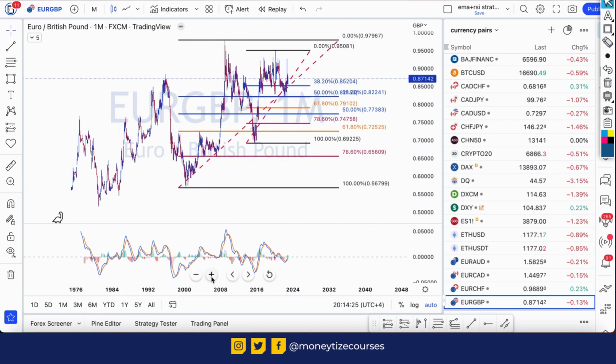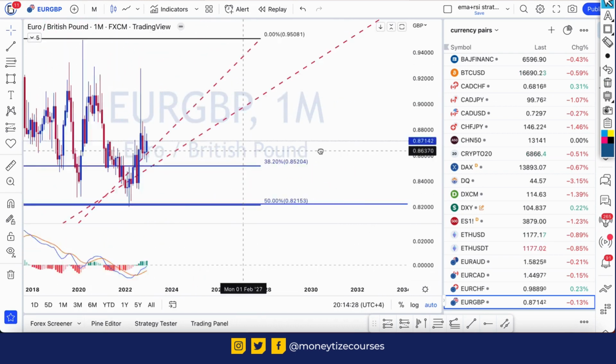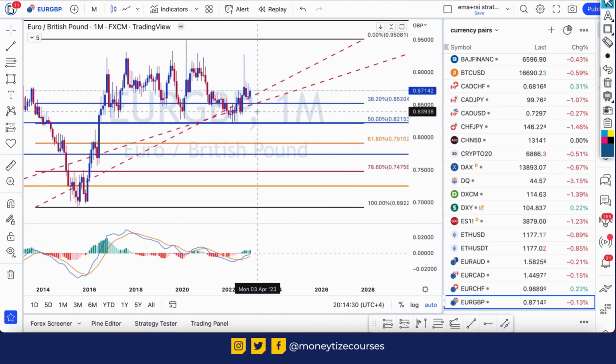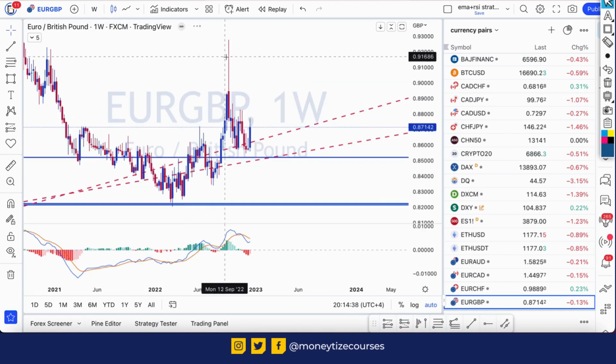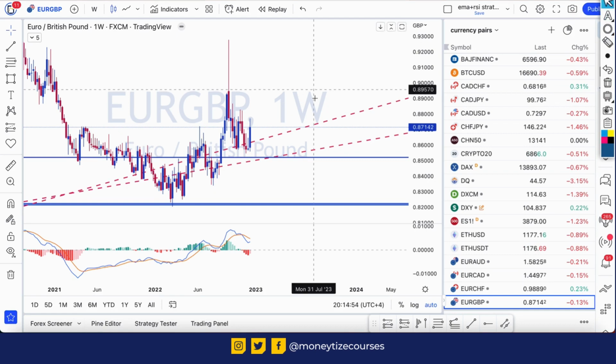Let me zoom in. After getting a bullish bounce from this duplication fib area, it has also created a higher high pattern. I'm moving to weekly now. So higher high pattern is visible here. Higher high, and higher low, higher low. So clearly a bullish pattern on monthly and weekly.